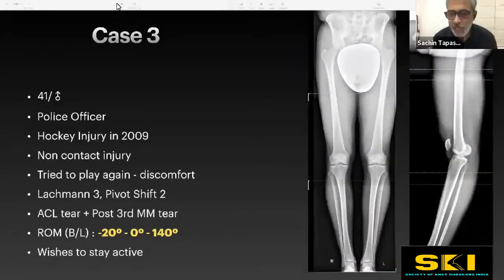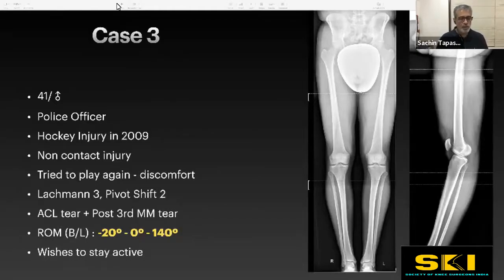This is, I think, going to be a slightly challenging one. So now we have a 41-year-old male who is a police officer. He had a hockey injury in 2009. So now he's about 11 years following his knee injury. This was a non-contact injury. He got better, he tried to play again, and he again started getting discomfort. So he's given up the sport and he does whatever is required of him.